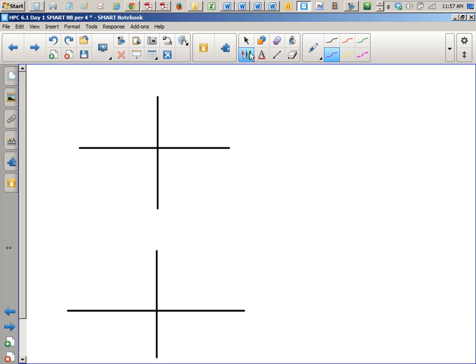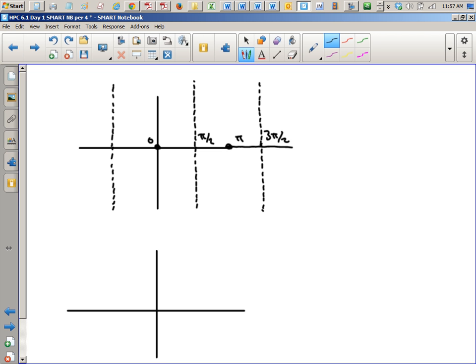Okay, so tangent has asymptotes at pi over 2, and 3 pi over 2, there's actually an x-intercept at pi and at 0. Okay, on the left we have an asymptote at negative pi over 2, and let's draw one more at negative 3 pi over 2.